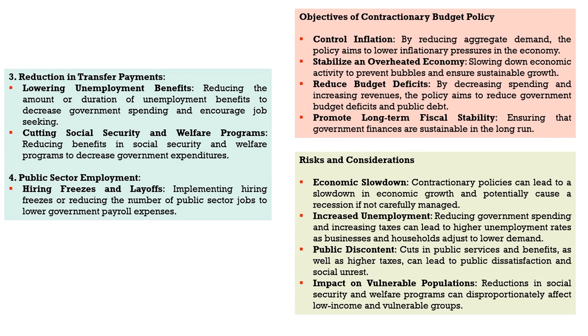The objectives of contractionary budget policy are primarily four: control inflation, stabilize an overheated economy, prevent bubbles and ensure sustainable growth, and reduce budget deficits by decreasing spending and increasing revenue. And this policy also aims to reduce government budget deficits and public debt and promote long-term fiscal stability by ensuring that government finances are sustainable in the long run.